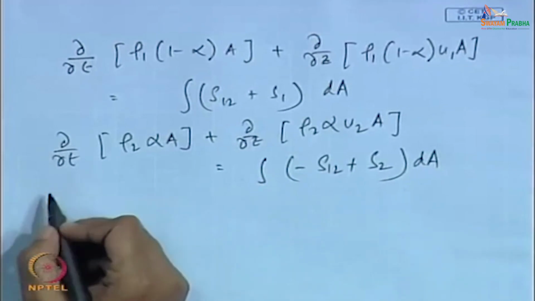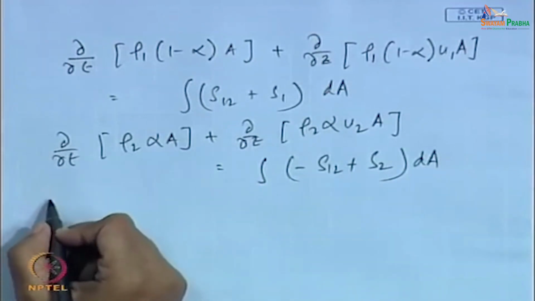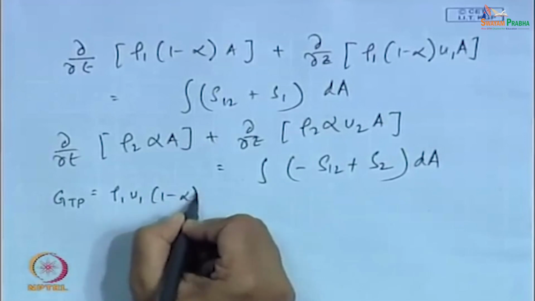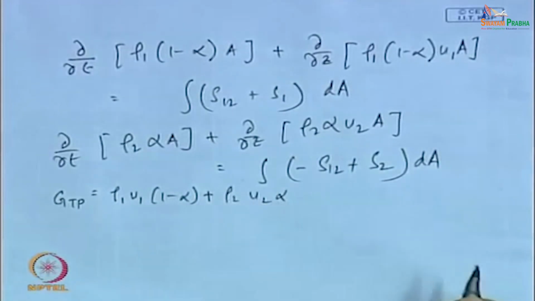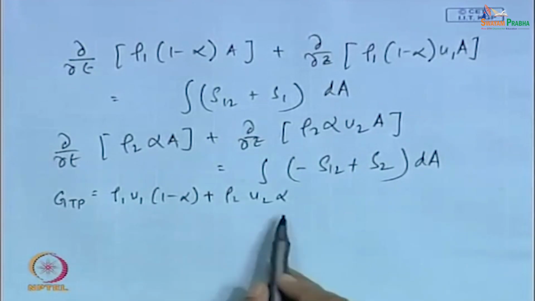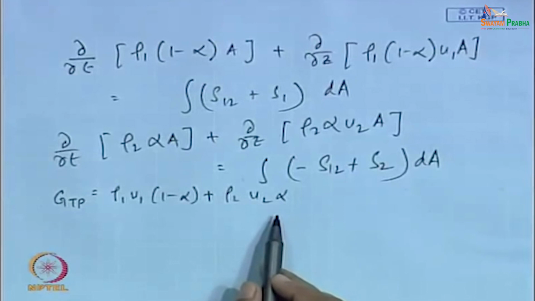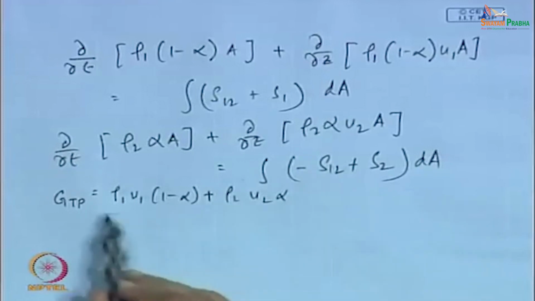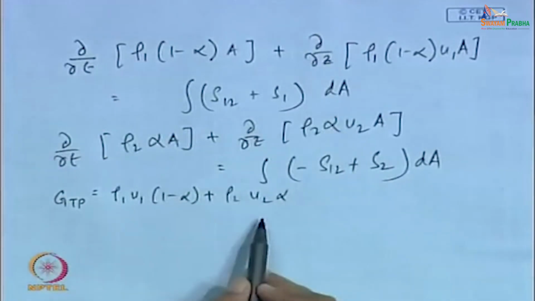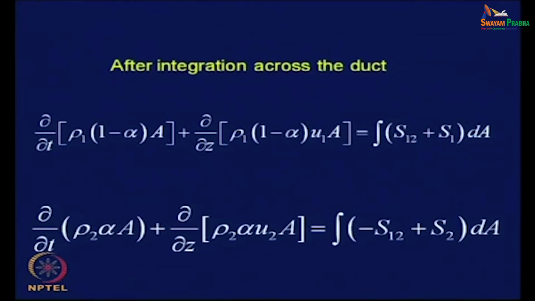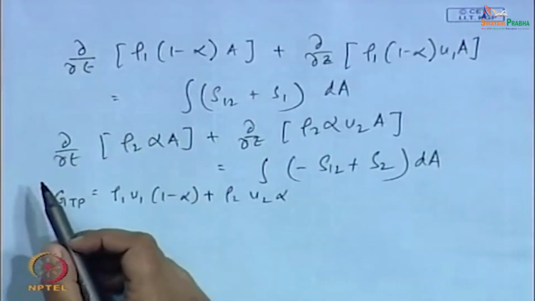Now, in this particular equation, if we add the two, and we consider that GTP is equal to rho 1 u1 into 1 minus alpha plus rho 2 u2 alpha. Yes or no? Okay, GTP is nothing but rho TP UTP. What is rho TP? Rho 1 into 1 minus alpha plus rho 2 alpha, UTP is u1 plus u2, isn't it? So, therefore, GTP is something of this sort. So, in this integrated form, if we add each of them and substitute this, just do it and see what you are going to get.